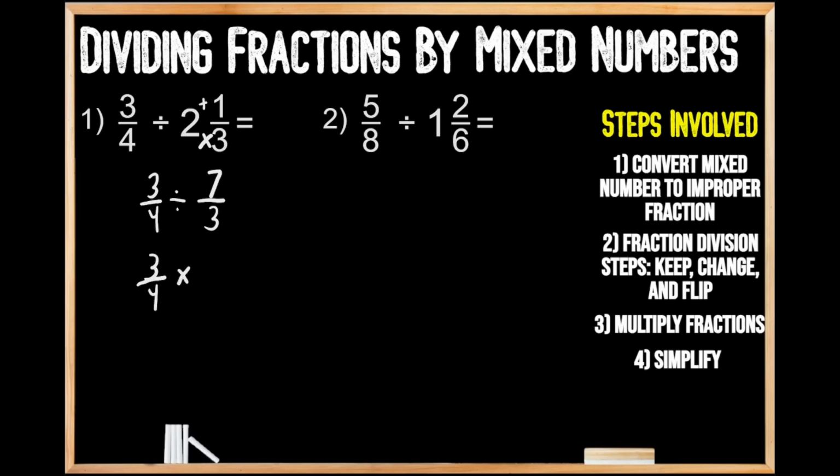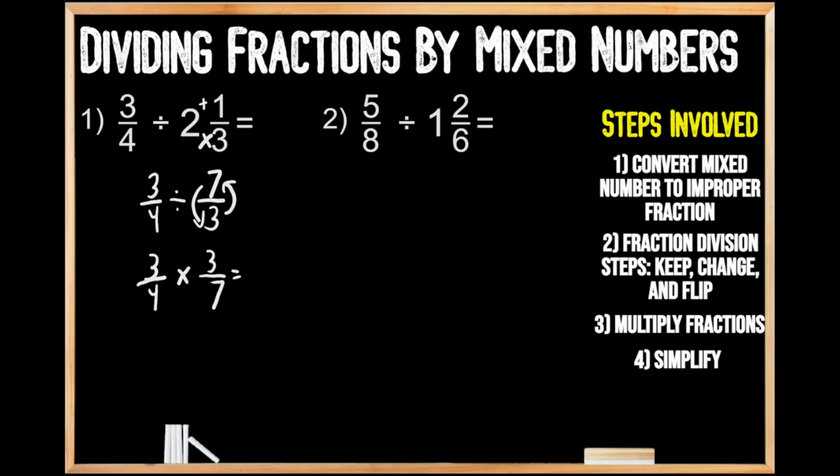The reason that this works is because dividing two fractions is the same thing as multiplying the first fraction by the reciprocal of the second fraction. And that's where our flip step comes in. We're going to flip the second fraction so the denominator becomes the new numerator and the numerator becomes the new denominator for the reciprocal of our second fraction. So 7/3 now becomes 3/7.